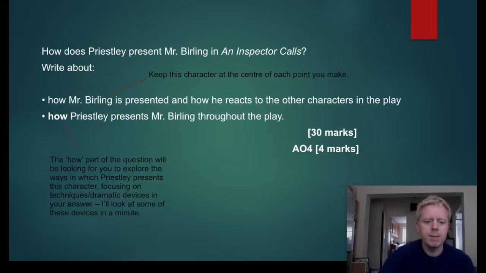The how part of the question will be looking for you to explore the ways in which Priestley presents his character, focusing on techniques and dramatic devices in your answer. And I'll have a look at some of those in a minute. There are also a couple of other videos that focus exclusively on the dramatic devices and stage directions in An Inspector Calls. So do jump over to them and have a look at those also.